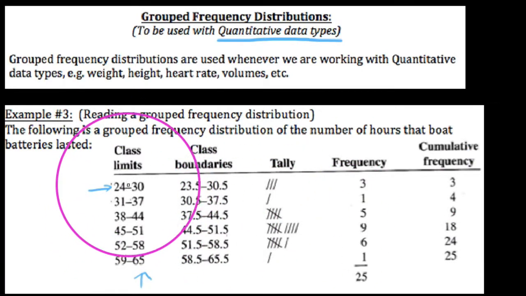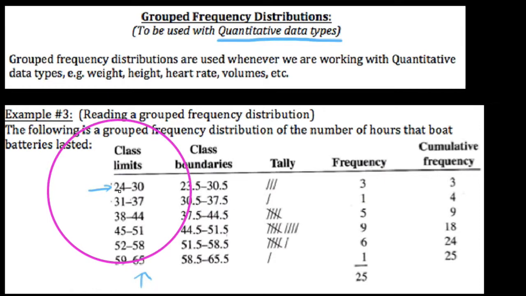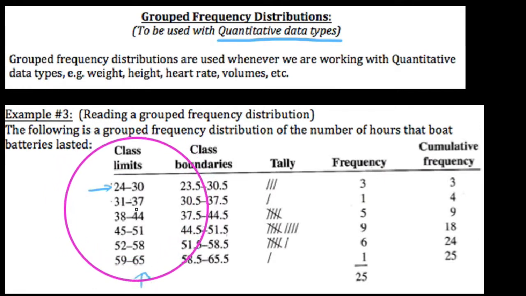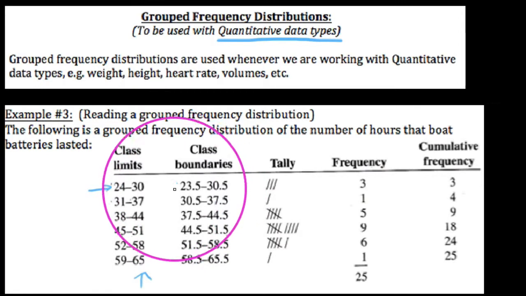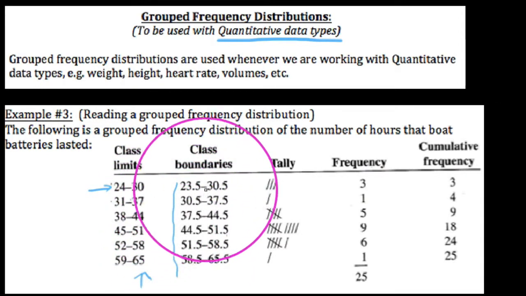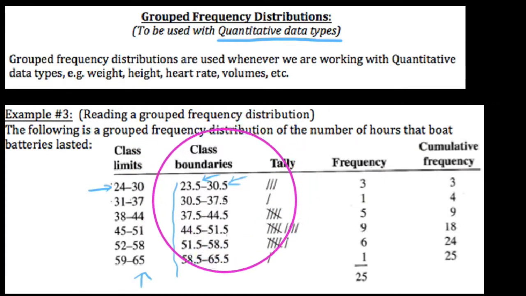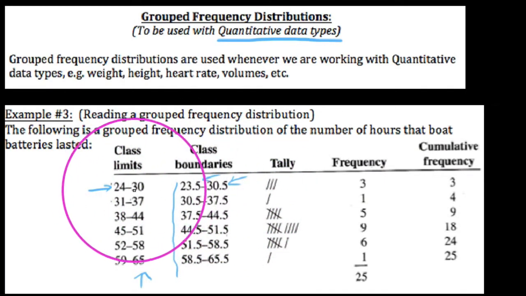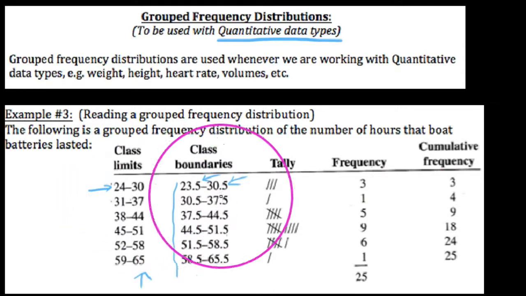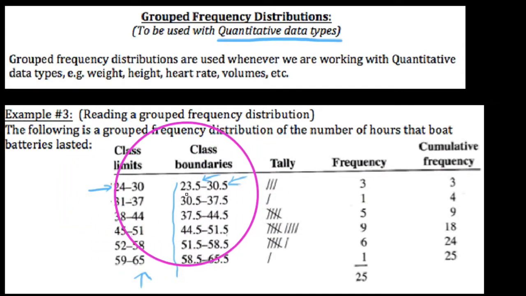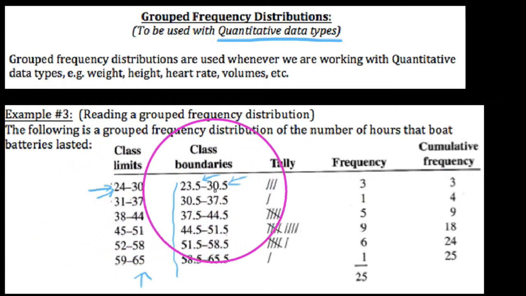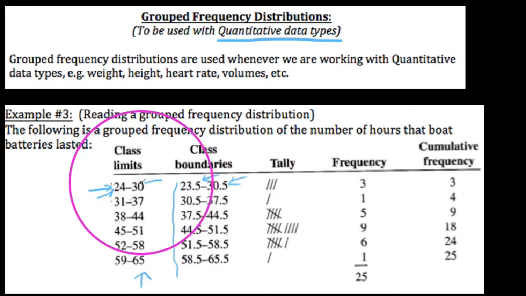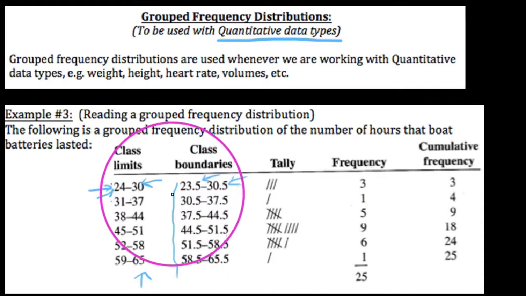Class limits, you'll notice that the classes here say 24 up to 30, 31 up to 37, 38 to 44. These are all very similar to what we have here for our class boundaries, except you notice that all the class boundaries end in a 5, okay? Also, on the first class we say 24 up to 30. For the class boundaries, we have 23.5, which is a half under the lower class limit, and a half above the upper class limit of the next one here.